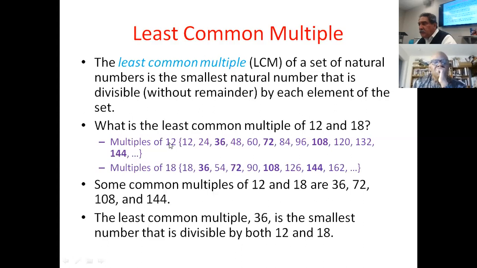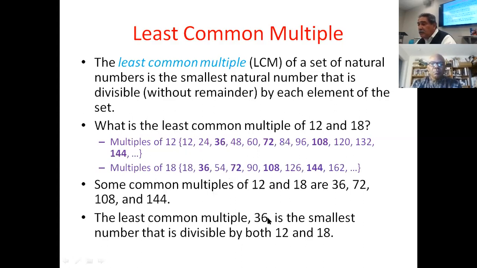What are the multiples of 12? 12, 24, 36, and go on to 144. What are the multiples of 18? 18, 36, 54, 72, and go on. I want to find the least common multiple. The common multiples of 12 and 18 are 36, 72, 108, and 144.